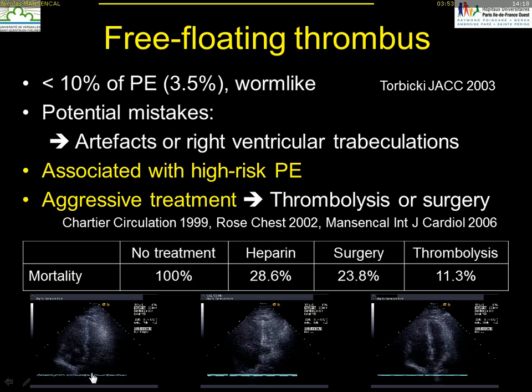And this is an example. You can see here the thrombus in the right atrium. 90 minutes after the thrombolysis, no more thrombus, but a major right ventricular dilation. And 12 hours after, there is a normalization of the right ventricle.